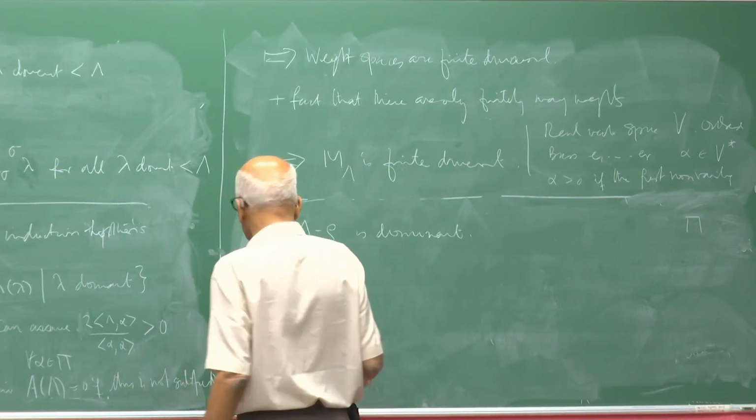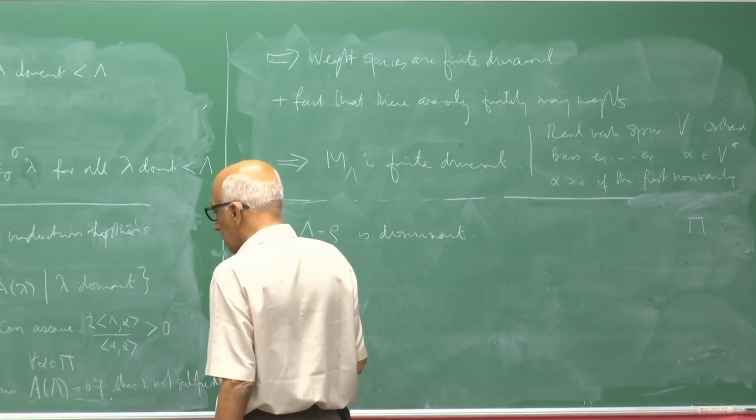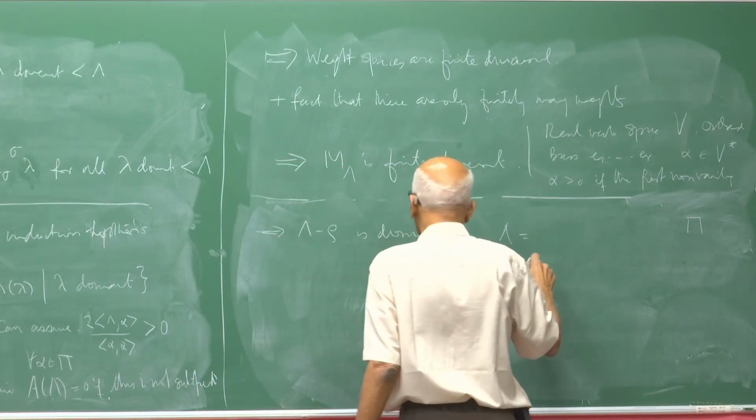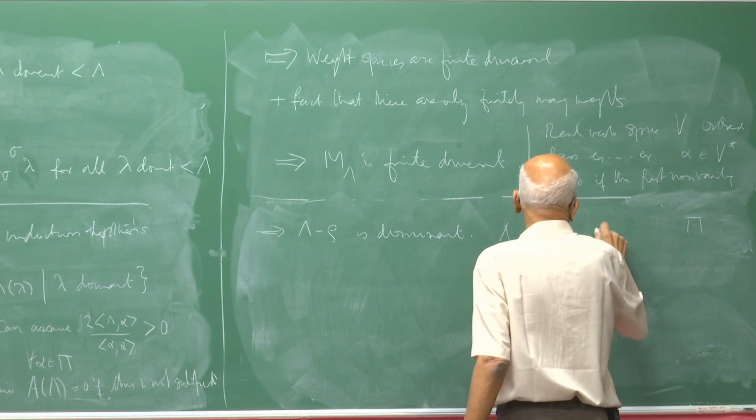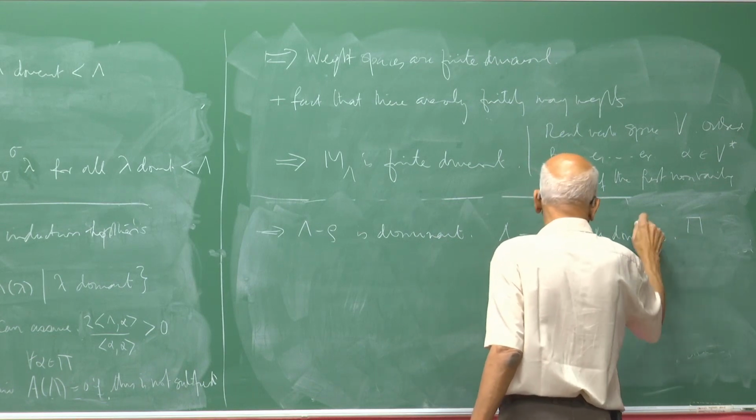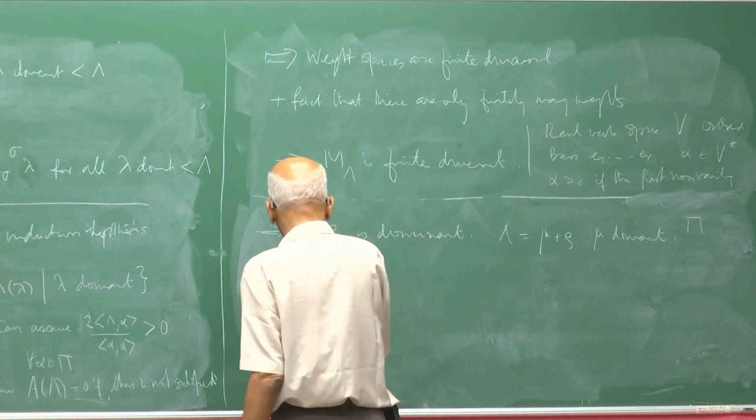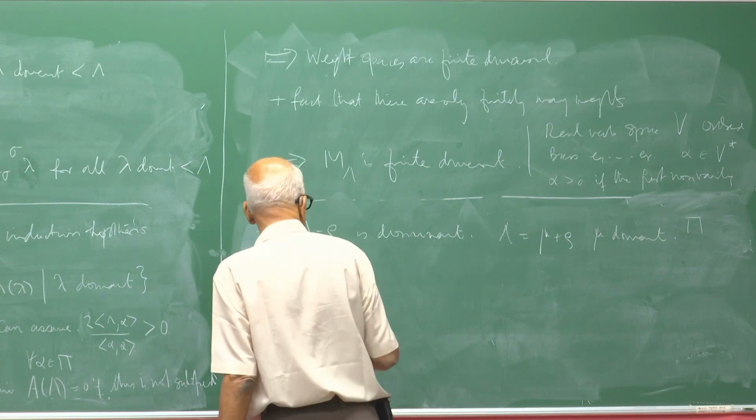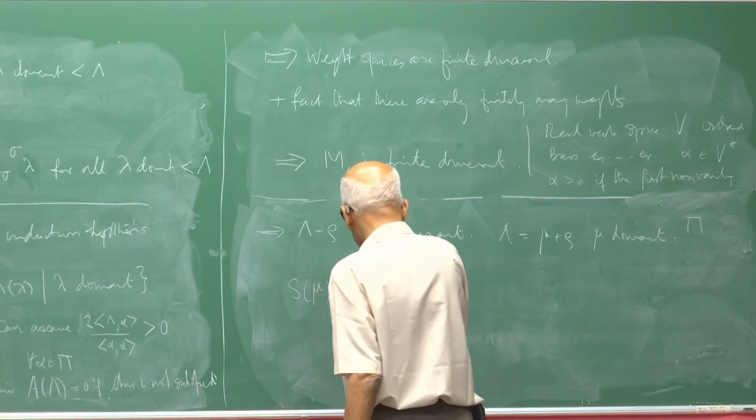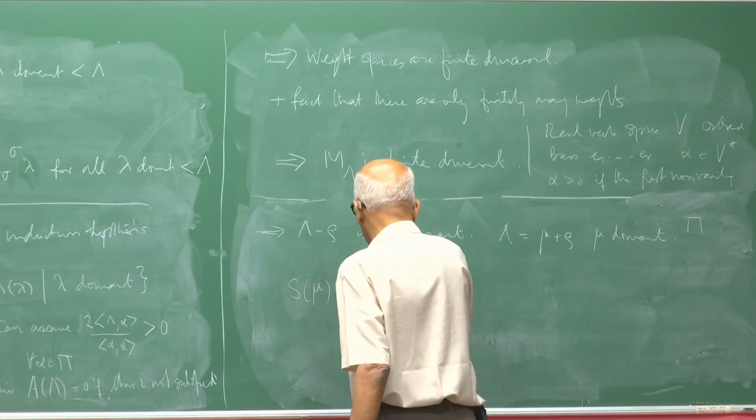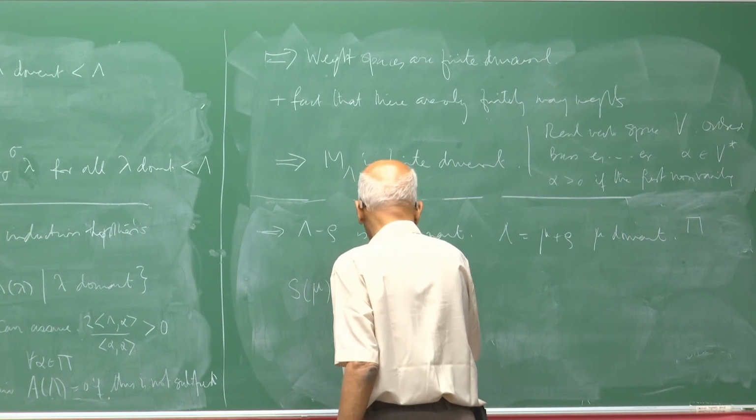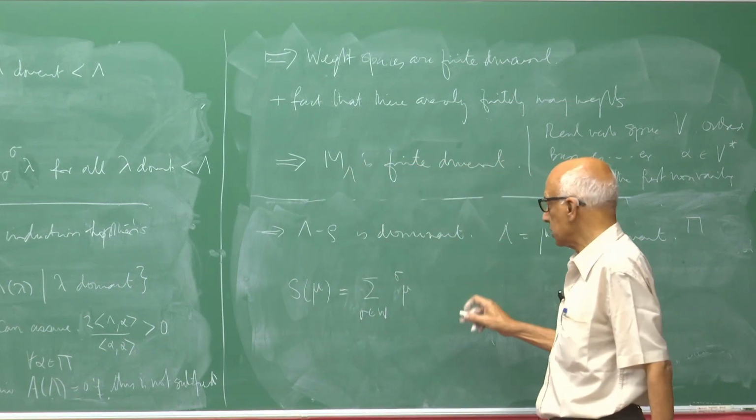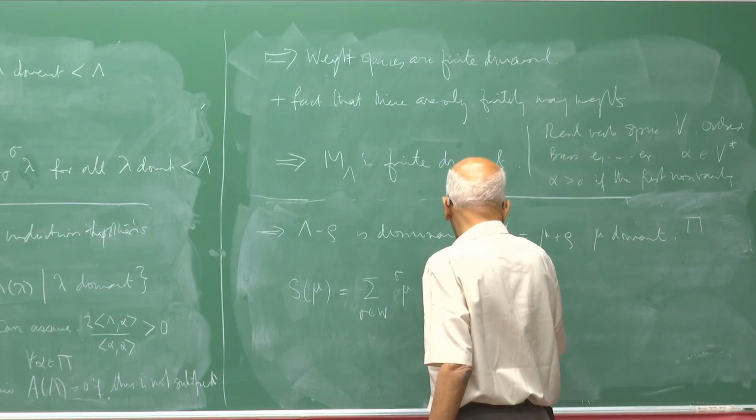Okay, now let us look at lambda itself, mu plus rho, mu dominant. Now let us look at the symmetrized mu. S mu equals the sum over sigma in W of sigma mu, the average of mu without the epsilon sigma factor. This belongs to ST clearly.